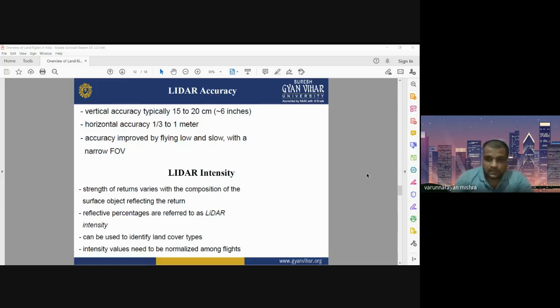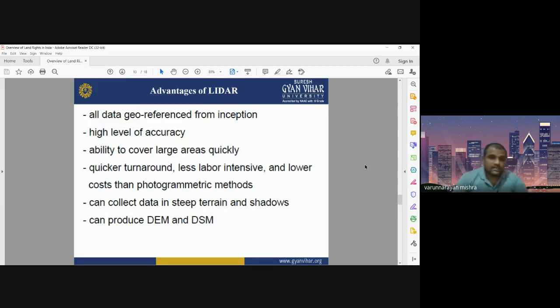Now, in the next slide, what are the advantages of lidar? The first advantage is that you will get georeferenced data from the starting point of the data acquisition. In the case of optical imagery, we process it on the ground to get georeferenced information, but lidar automatically georeferences all the data during acquisition because it has GPS installed in the aircraft. It provides a high level of accuracy. It can cover a large area quickly, with quick turnaround, and it is less labor intensive and lower cost than photogrammetric methods.